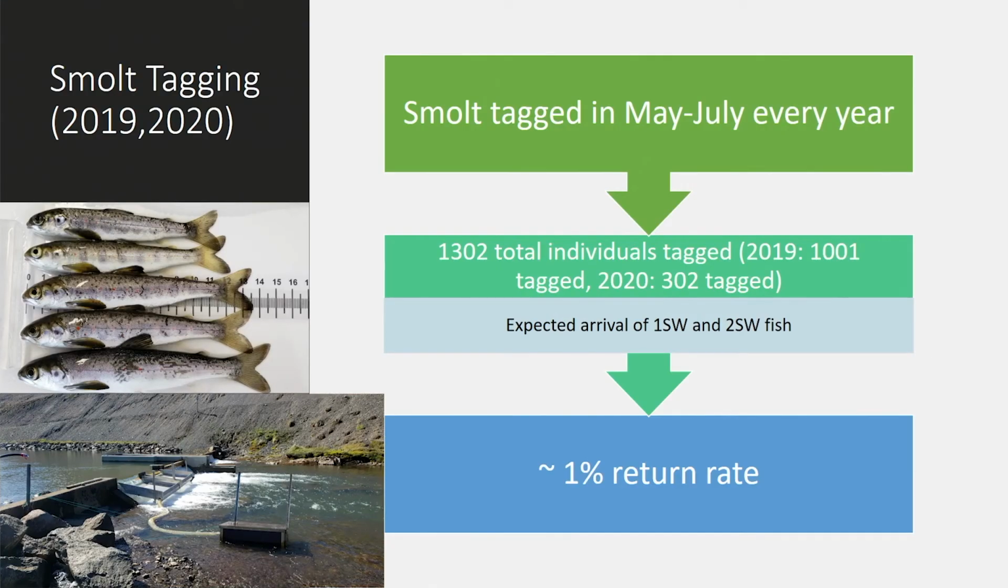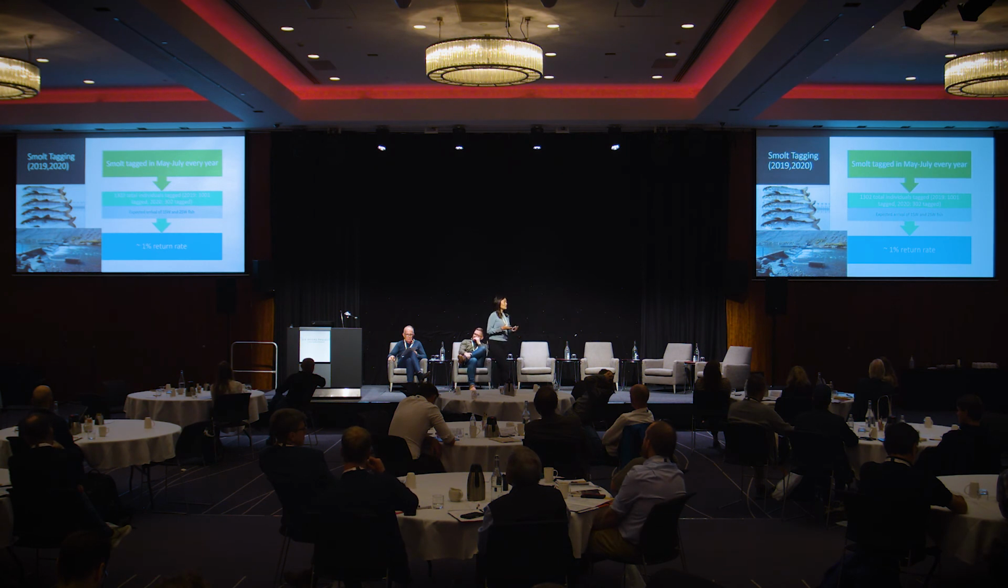And for the smolt tagging of 2019 and 2020, we tagged mostly in May and July, and we managed to tag 1,302 in total over these two years. But then we noticed that we only got around a 1% return rate. And, you know, it does seem small, but it does coincide with the ICES North Atlantic Group report on Atlantic salmon, that is around the rate that we're seeing.